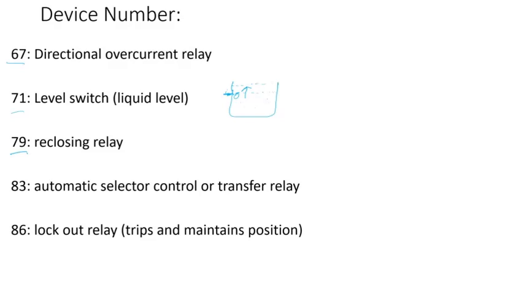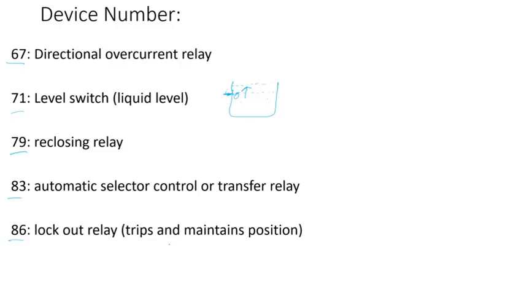79 is a reclosing relay, so typically it's used with a breaker, and you can use it to help with reclosing the breaker. 83 is an automatic selector or control or transfer relay. 86 is a lockout relay. It trips and maintains position.